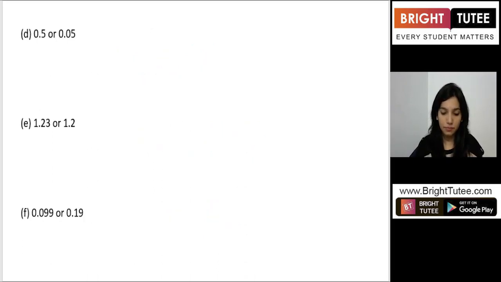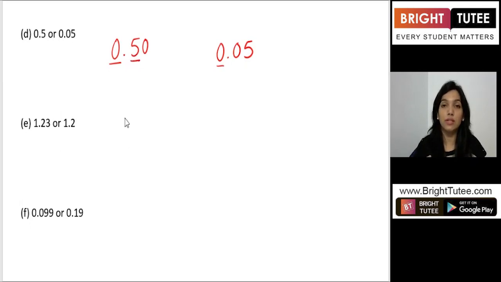Clear? Now, here, it is 0.5. And here we have got 0.05. If we want, we can put a 0 after 5 as well. But that won't make any difference, right? Comparing the numbers, the whole numbers are the same. Then at the tenths place, we have got the number 5. And here at the tenths place, we have got the number 0. So we don't even have to look further. Clearly, 0.5 is the bigger number.